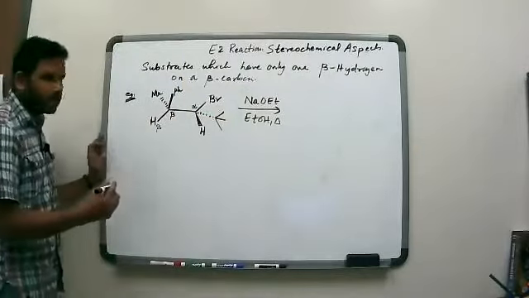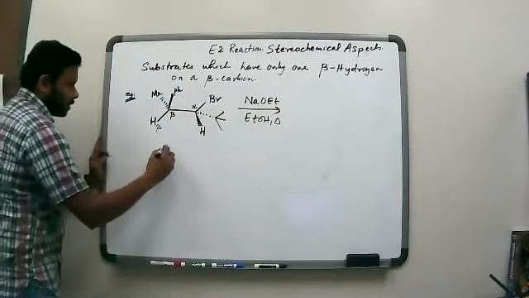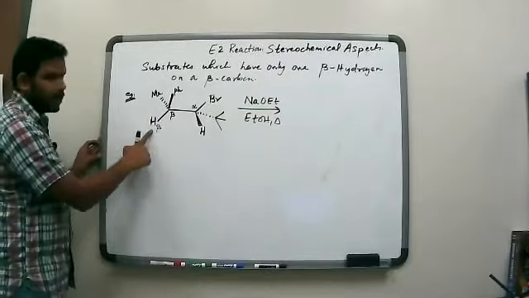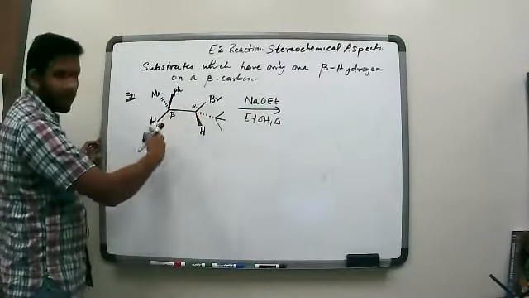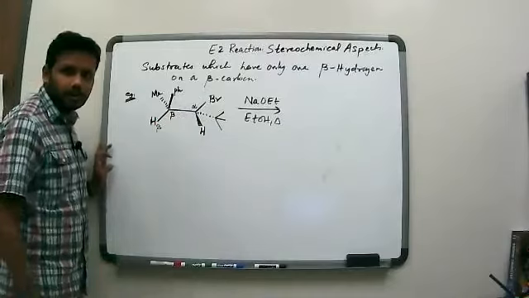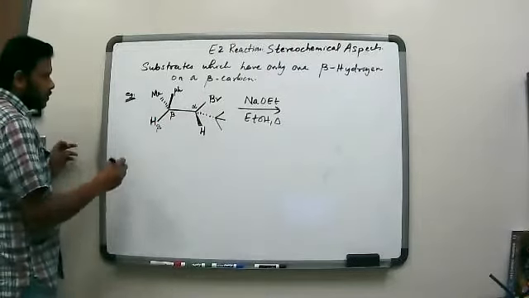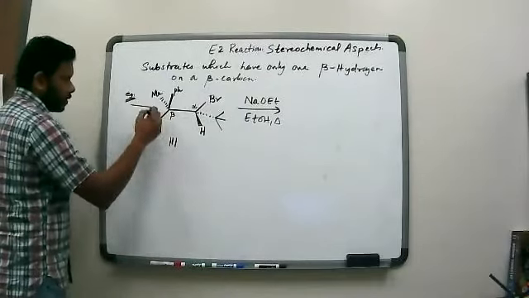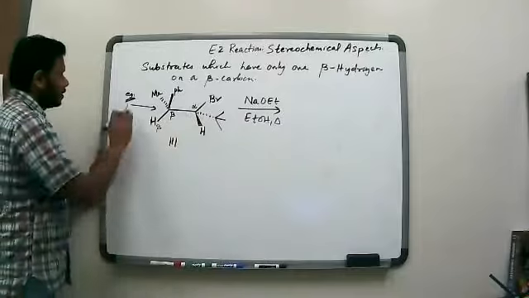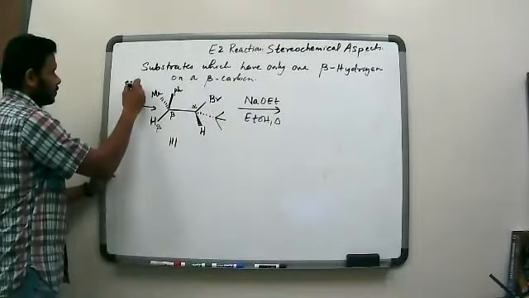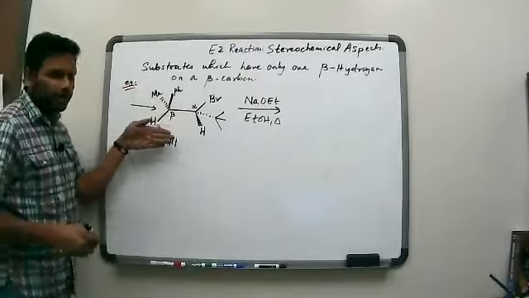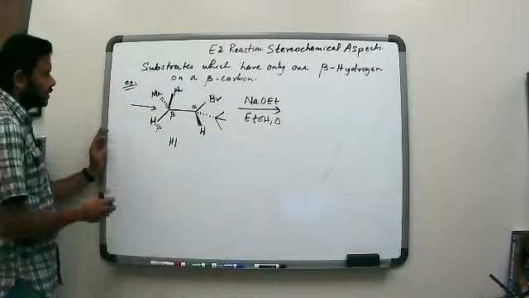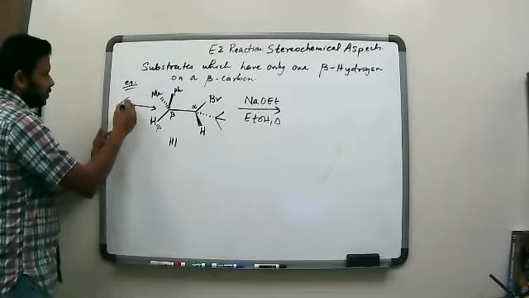Now, mechanistically, remember that what we have to do is we need the H beta and the bromine to be anti-periplanar to each other, or anti to each other. So what we're going to do is draw a Newman projection about this alpha-beta bond. Now, you don't have to look from here. You can look at it from there. Either way, it doesn't matter. That's not going to change the outcome per se. Okay, but I'm just looking at it from here.